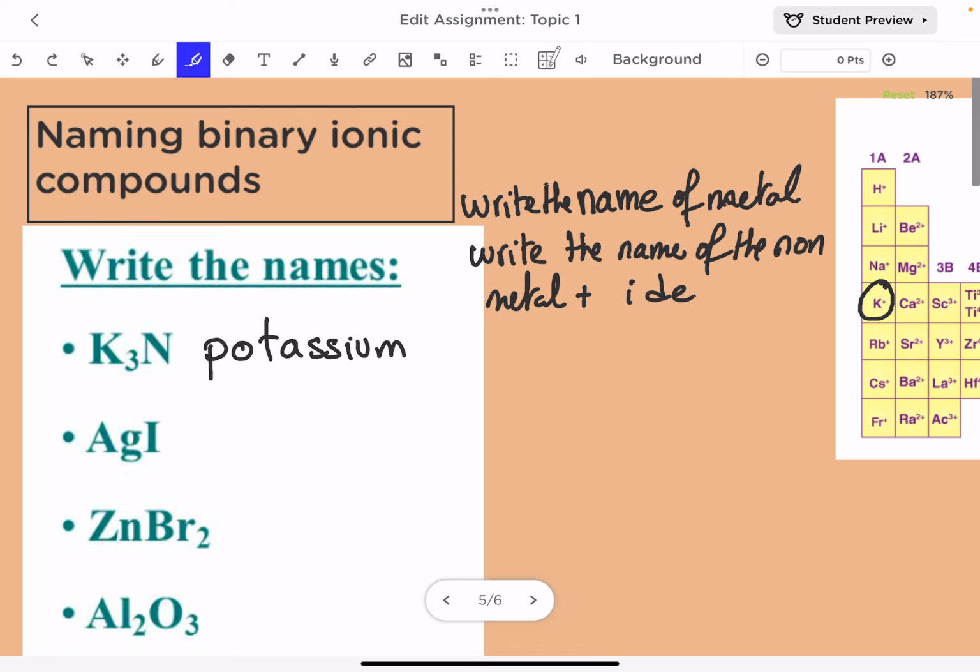because I'm going to write the name of the first metal unchanged, followed by the name of the non-metal, which is nitrogen. However, the rule says when you write the name of the non-metal, you add the termination "ide." Now, nitrogen would be nitride. You ignore all the numbers written. That's it. Another example, AgI.